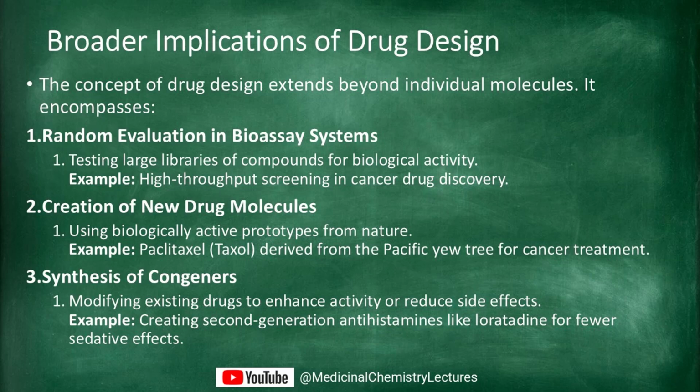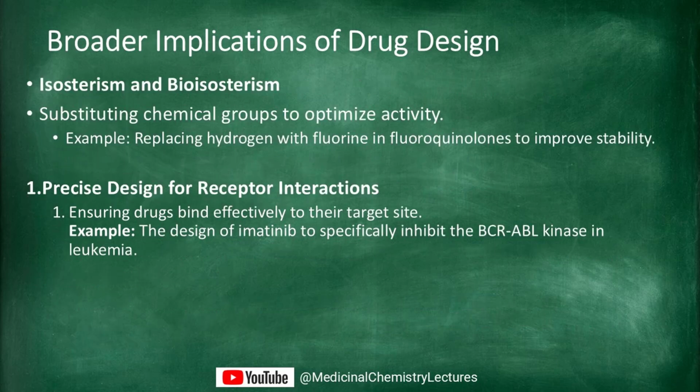Creation of new drug molecules using natural prototypes to develop new drugs. Example, paclitaxel, Taxol, derived from the Pacific yew tree, is a breakthrough cancer treatment. Synthesis of congeners, modifying drugs to enhance activity or reduce side effects. Example, second-generation antihistamines like loratadine cause less drowsiness. Isosterism and bioisosterism, substituting chemical groups to optimize activity. Example, adding fluorine to fluoroquinolones improves stability and potency.